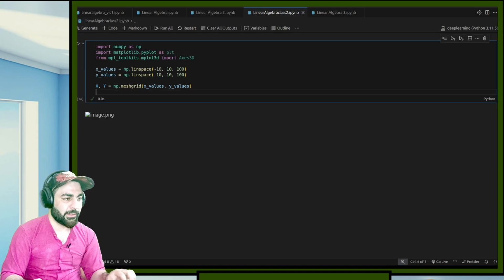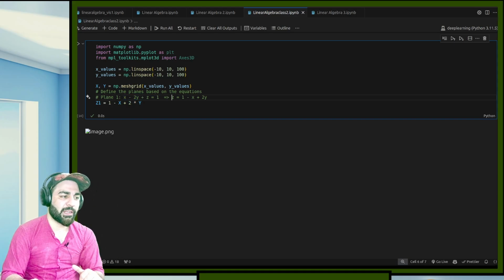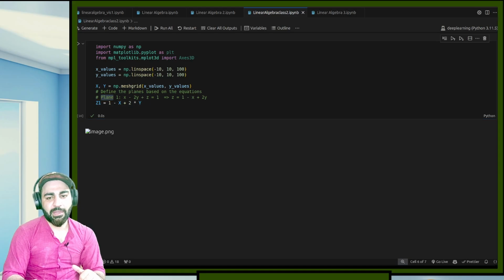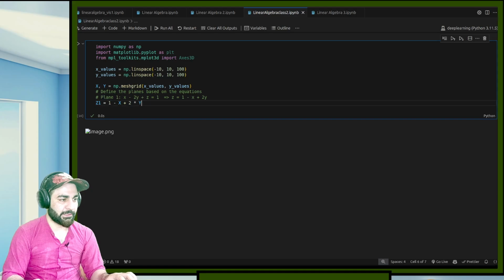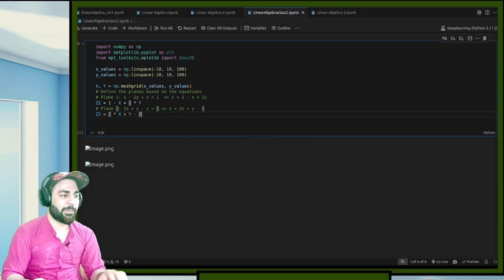Over here the first plane was this. Now I have my x and y values, and I am calculating the z value from that, which I am calling z1. This is for plane 1. Similarly, for plane 2 I have this. Plane 2 was this equation, and I solved it for z, and z was like this: 2x plus y minus 2. That's what I got from the mathematics.